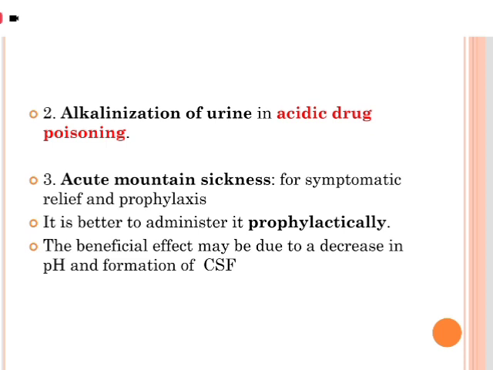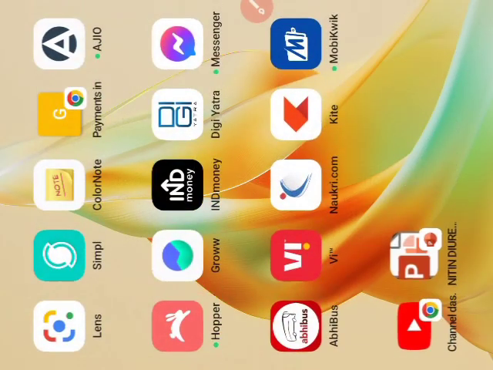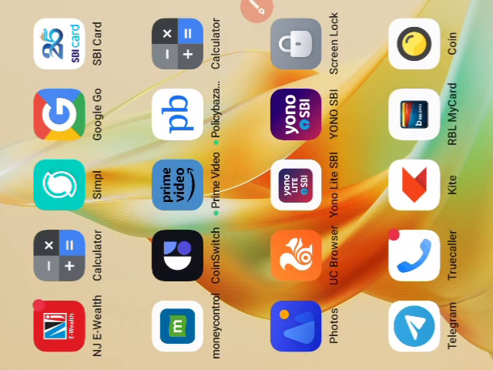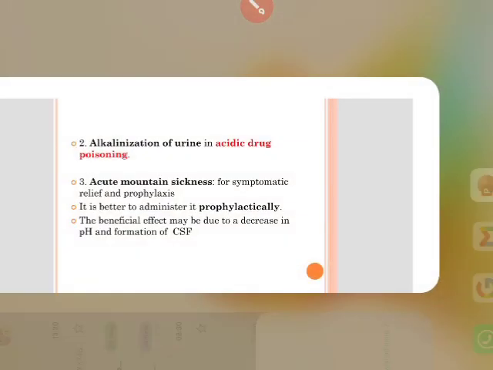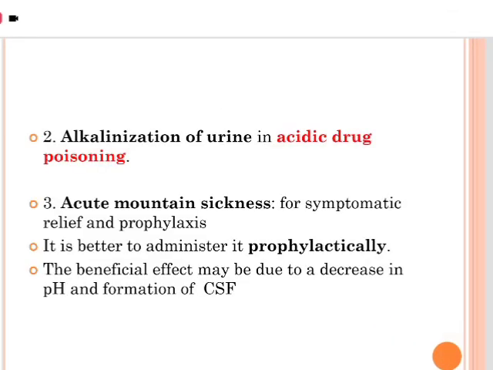Then it is also used in acute mountain sickness for symptomatic relief and prophylaxis. It is better to administer it prophylactically. The beneficial effect may be due to decrease in the pH and formation of CSF. It is also used in acute mountain sickness.